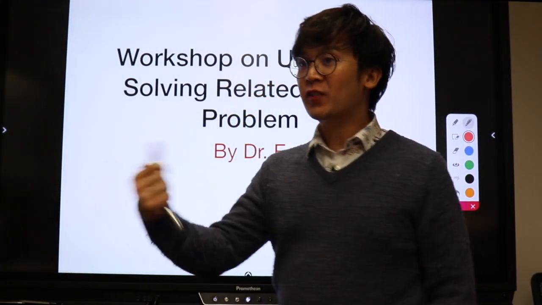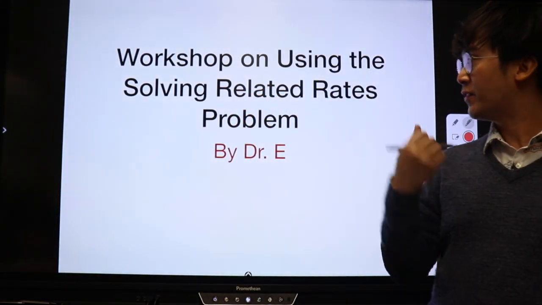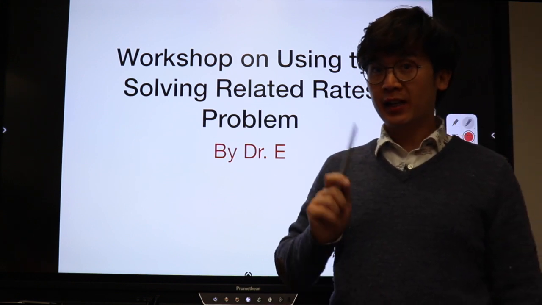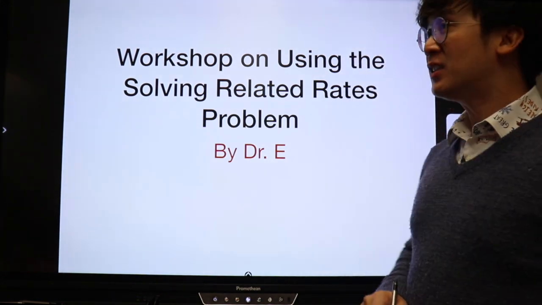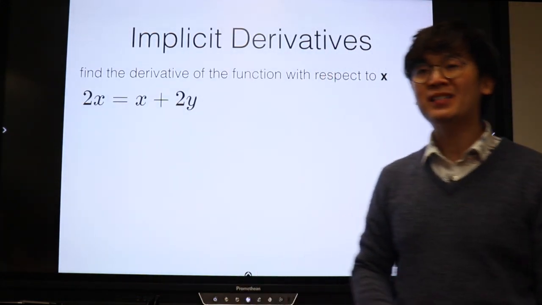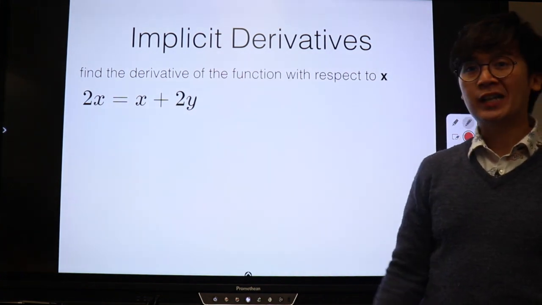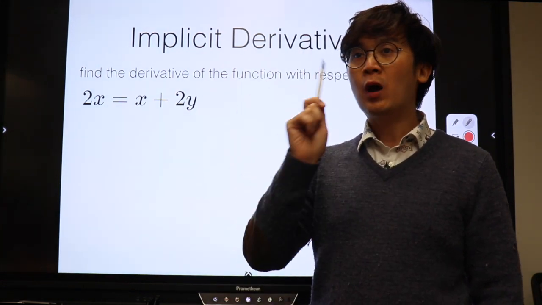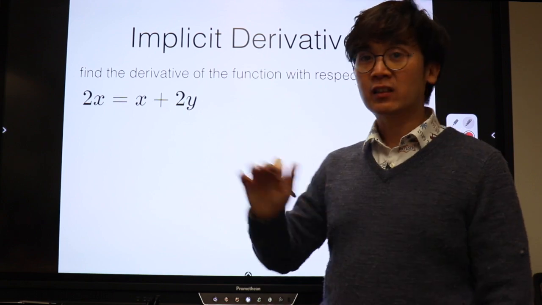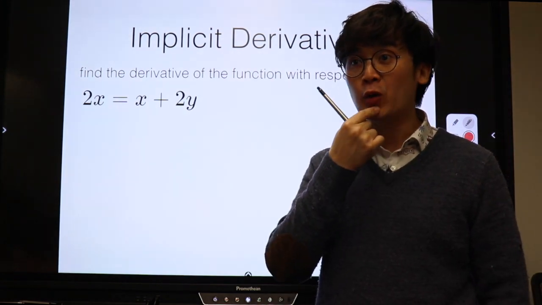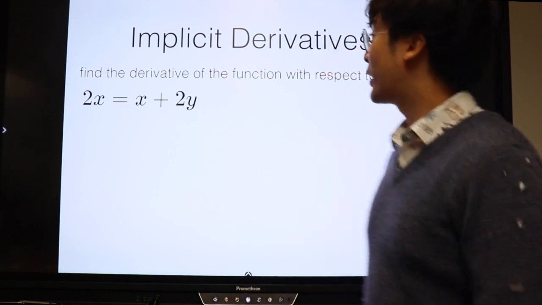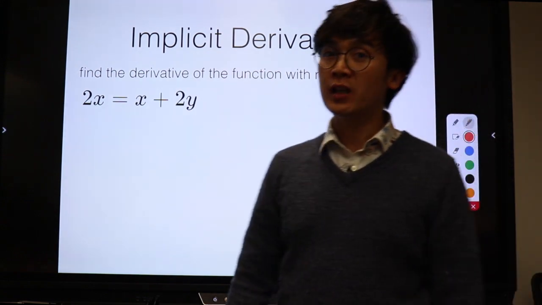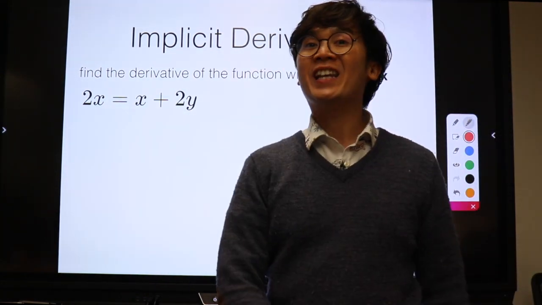So we started with implicit differentiation last week, and today we're going to be diving into using implicit differentiation in answering word problems. We'll start with the basic use of implicit differentiation, and we know that in calculus, notations, symbols, and how we write them are important, and this is going to help you answer word problems later on. So here we have the function 2x = x + 2y, and we're going to find the derivative of this function with respect to x.